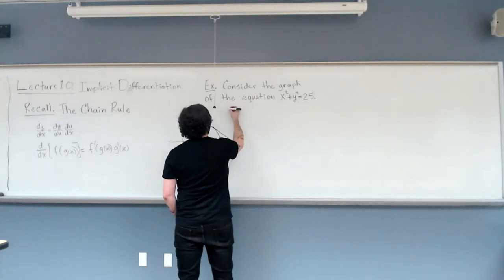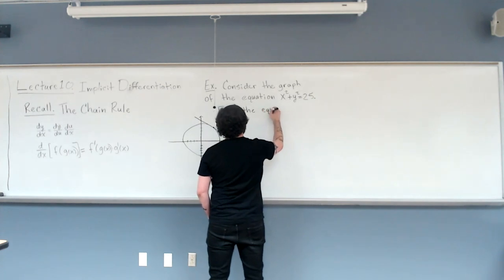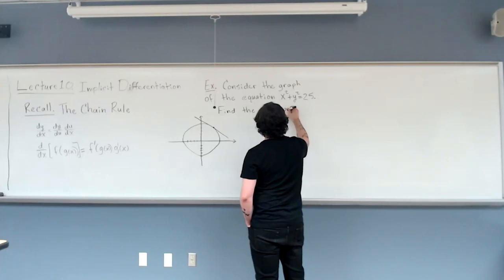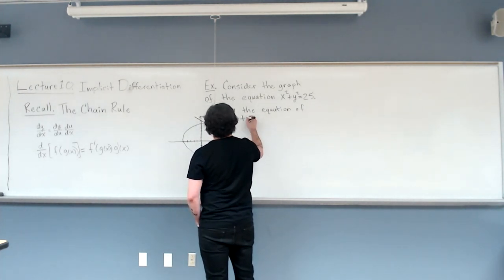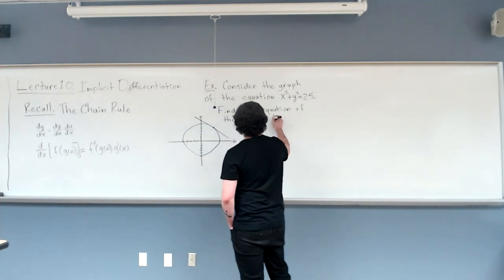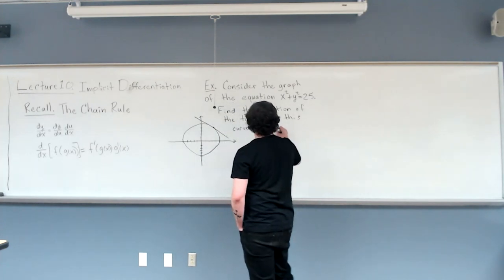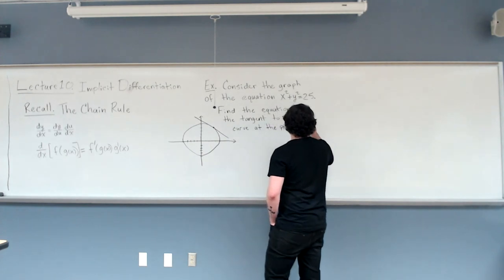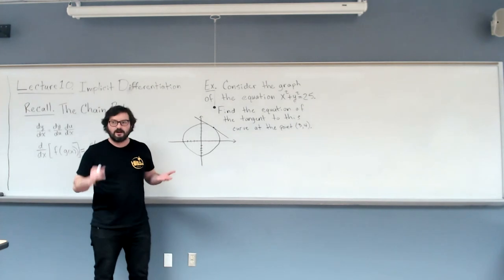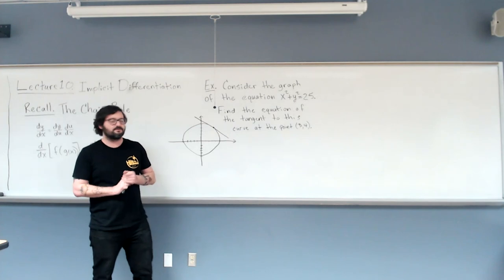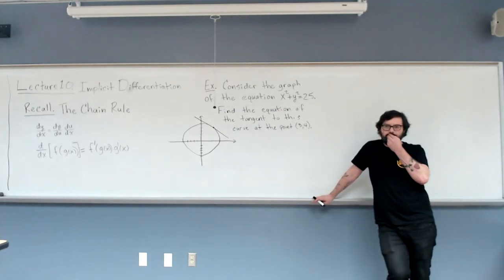So maybe we're asked to find the equation of the tangent line to this curve at the point 3, 4. So that's the task that we've been given. In order to find the equation of a line, we need a point, and we also need a slope. To determine the slope of that tangent line, we have a tool called a derivative, but that's not a function, right?